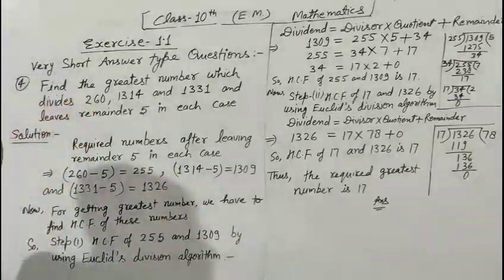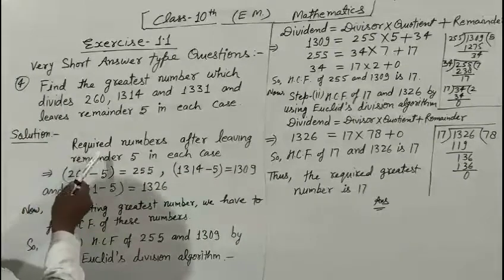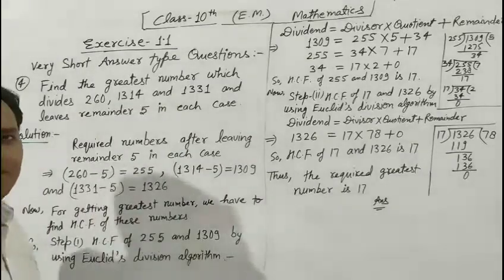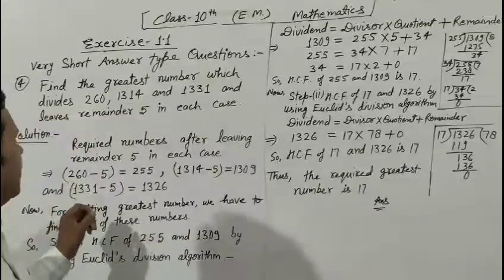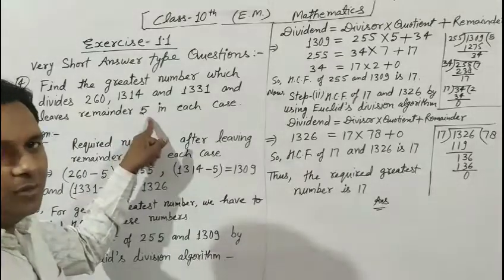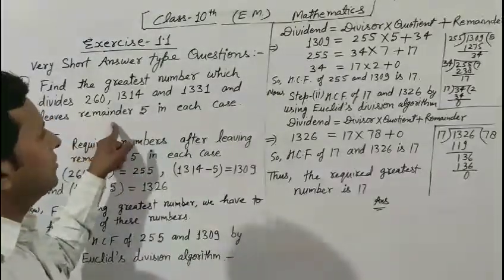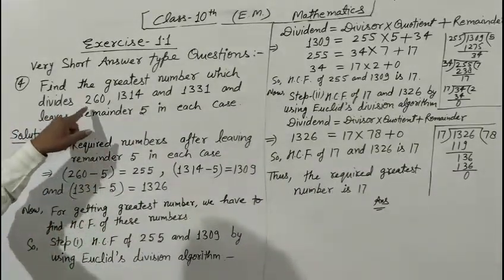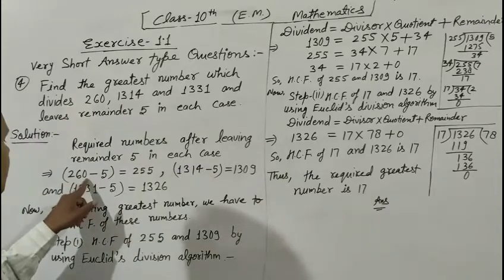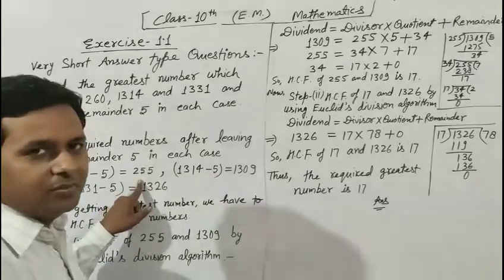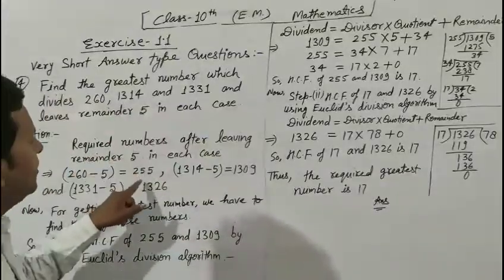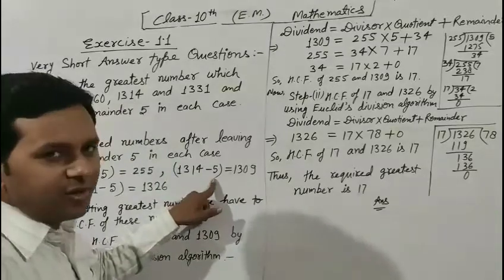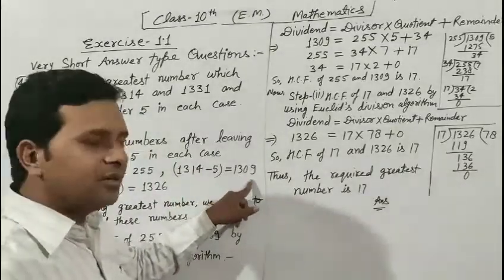First of all, how can we solve it? See here. Solution: the required number leaves remainder 5 in each case, so first we have to subtract that 5 from every number. We subtract 5 from 260: 260 minus 5 is equal to 255. In the second number, 1314 minus 5, we get 1309.